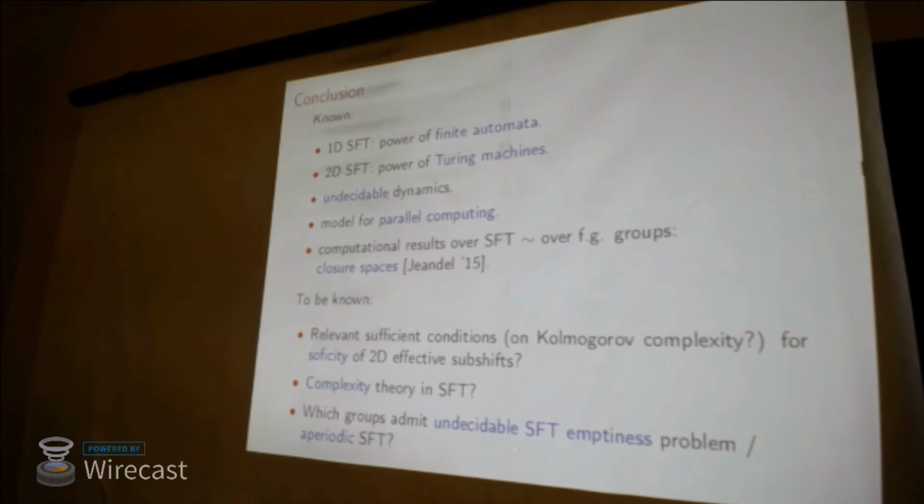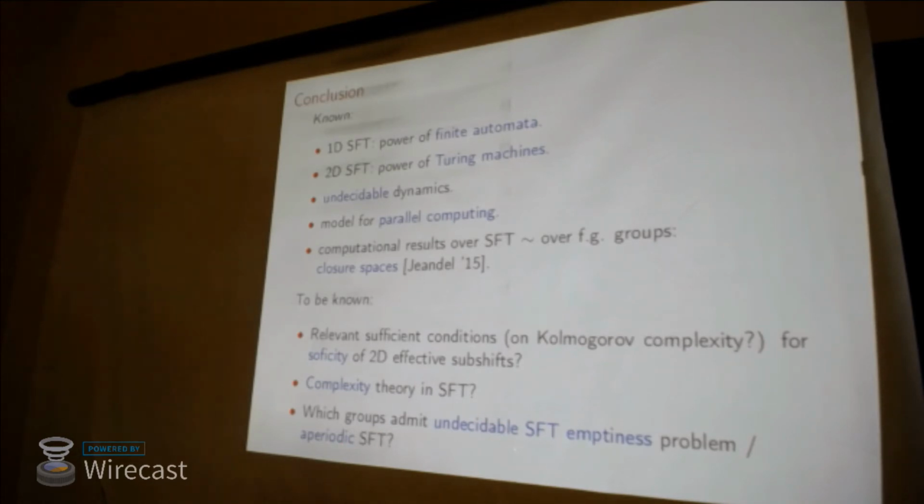Among the open questions, I asked about relevant sufficient conditions to understand the specificity of effective subshifts in two dimensions. For example, is there some condition on a model of complexity in bounded time that implies that an effective subshift is sofic? I don't know. Maybe we can develop the complexity theory a little, because we have a nice computability theory for subshifts, but we don't really know what complexity is, even though some results by Robert and Bagné take into account complexity. And this is the last question I asked just before: what happens in groups?